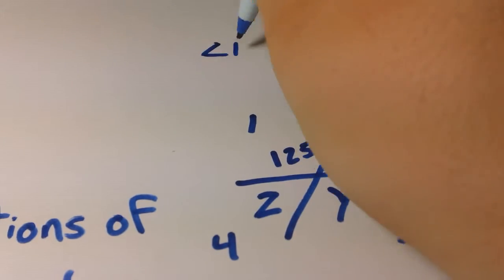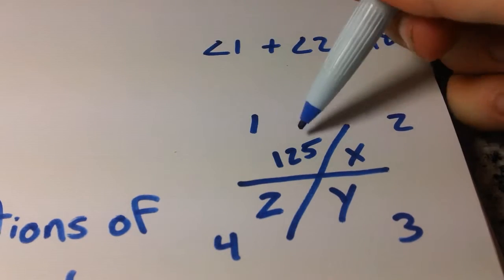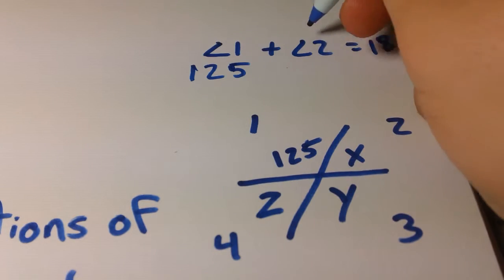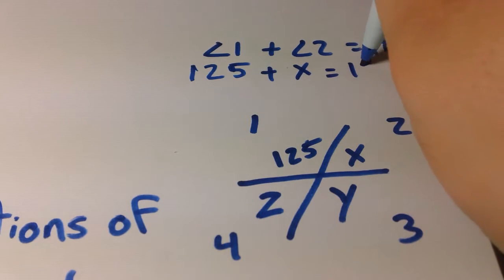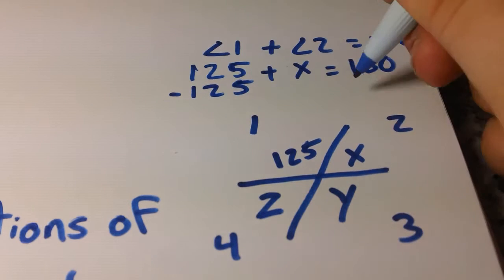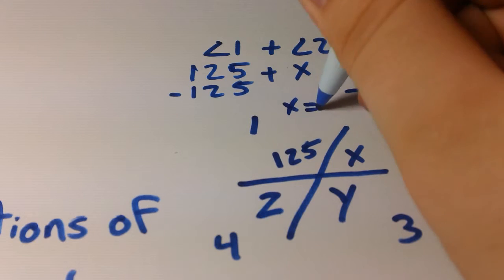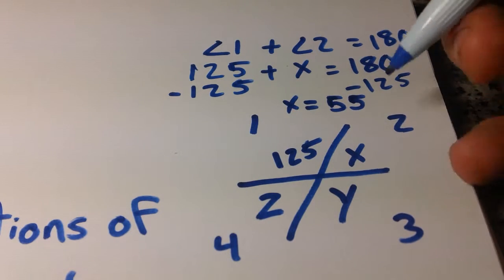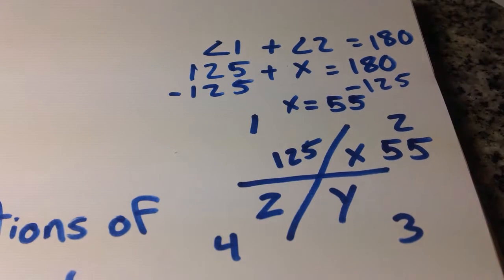So we have angle 1 plus angle 2 equals 180. We know angle 1 here is represented by 125. I kind of look at these as variables, right? And then angle 2 here is represented by x equals 180. Simple algebra at this point. Subtract 125 from both sides, and we get x equals 55, right? So we know angle 2 here is 55 degrees.